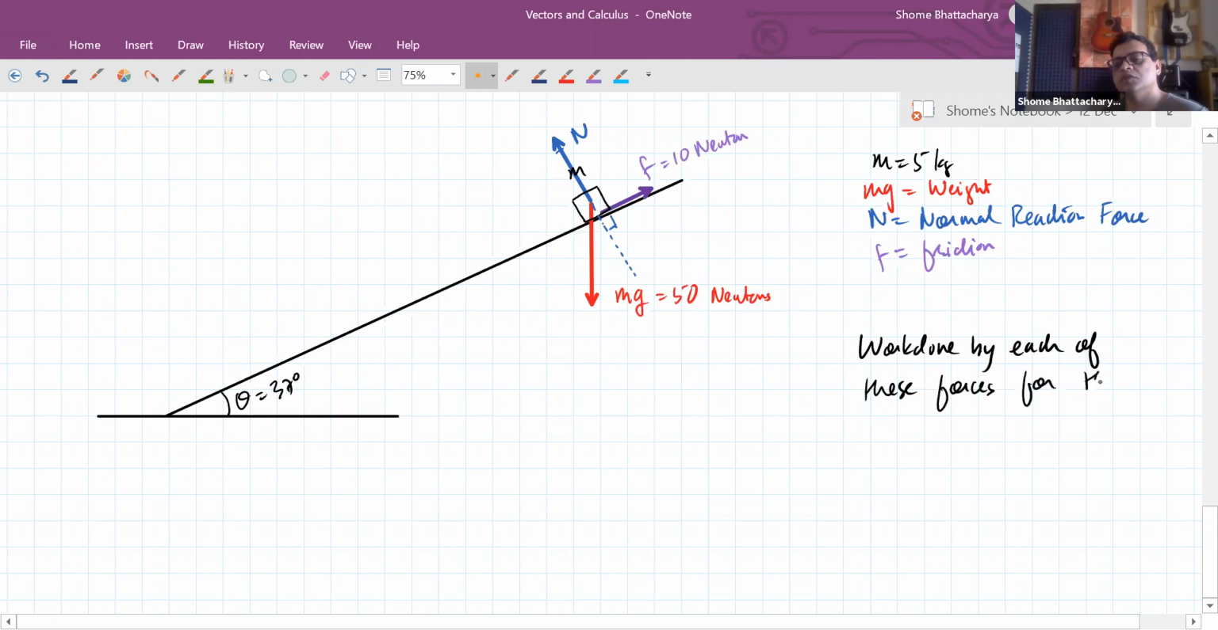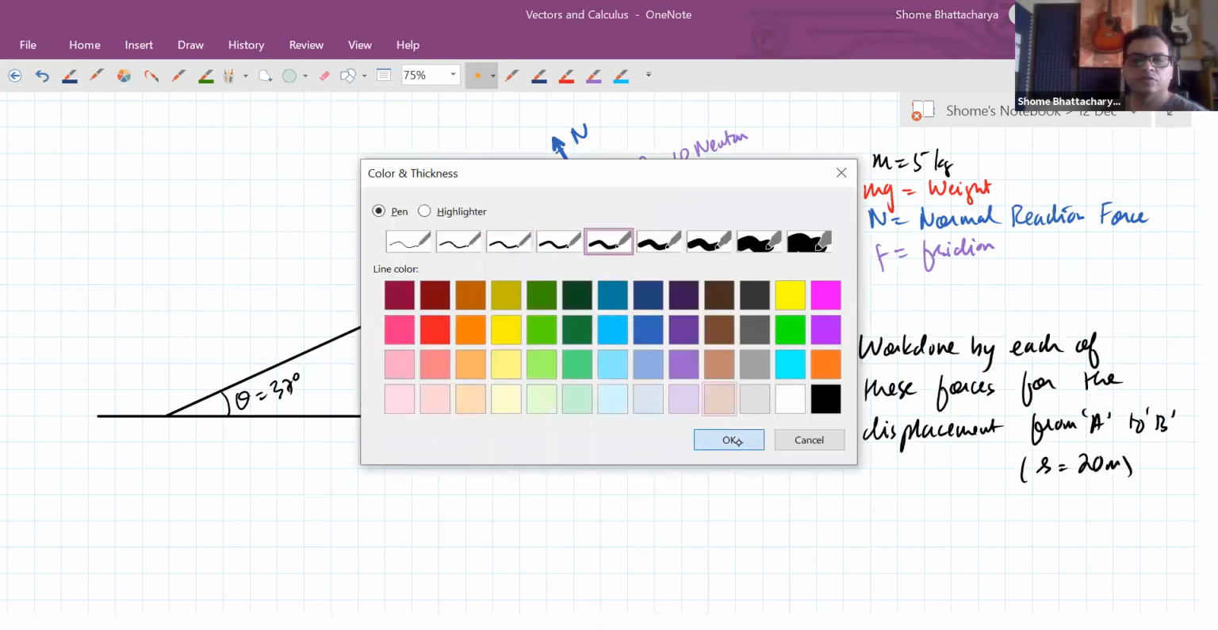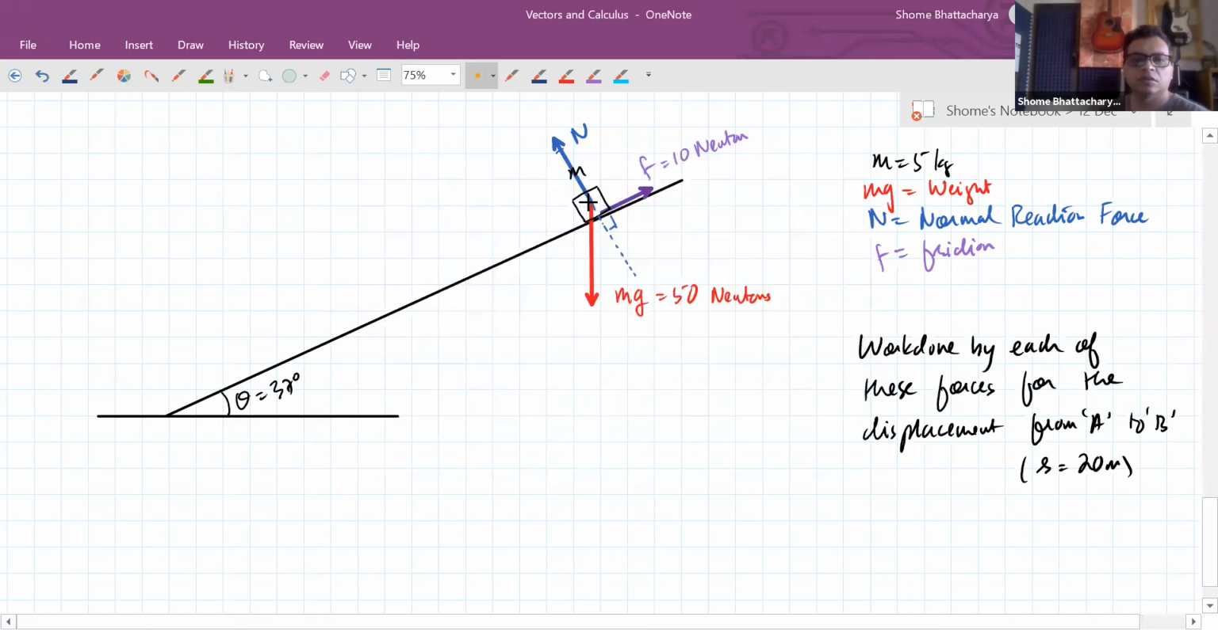For the displacement from A to B, which we saw is of magnitude 20 meters. So in all of this, we can see that the displacement vector will be in this direction and it will have a magnitude of 20 meters. This is the direction of the displacement from A to B, let's say, okay, and its magnitude is 20 meters.